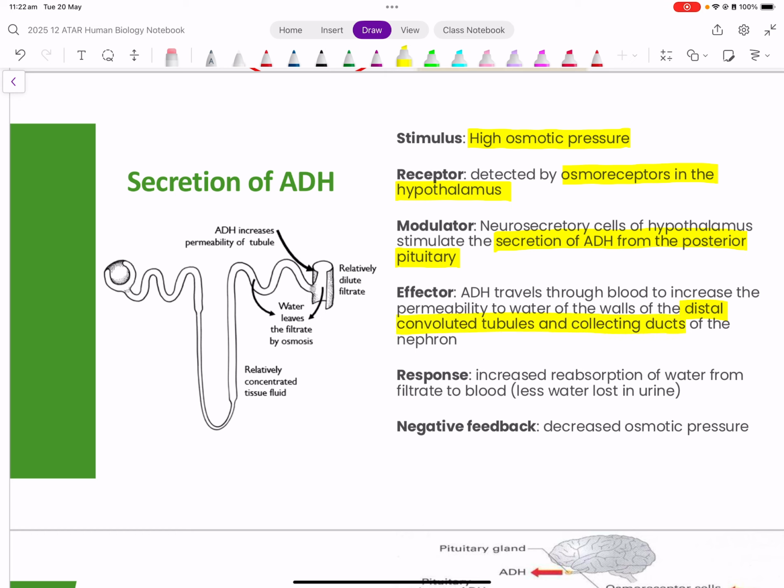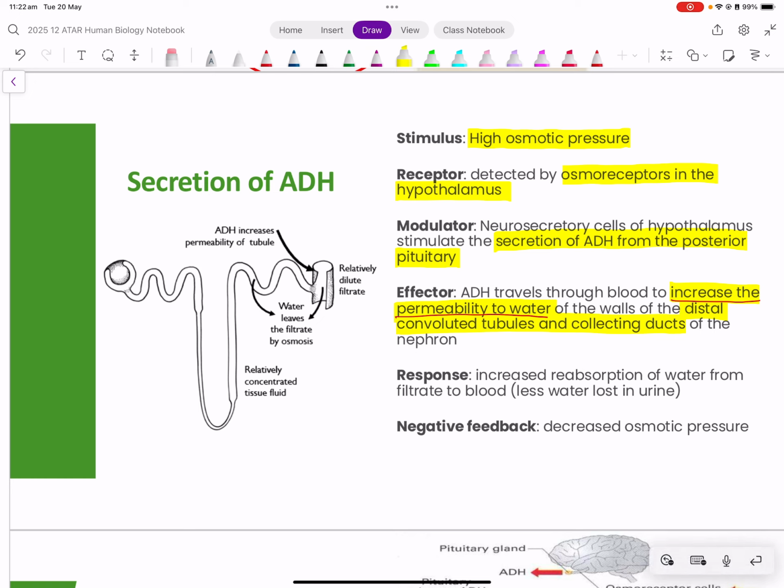So if you just mention the nephron, you're going to leave some marks up on the table there. It's really important that we're quite distinct, quite clear with the distal convoluted tubule and the collecting duct of the nephron. What ADH then does is it increases the permeability to water. So I'm going to underline that in red actually to make that quite clear and distinct. So ADH, its job is to increase the permeability of water of the distal convoluted tubule and collecting duct.